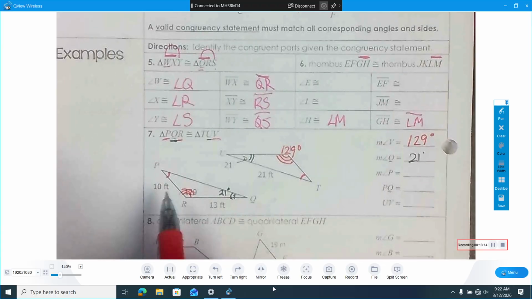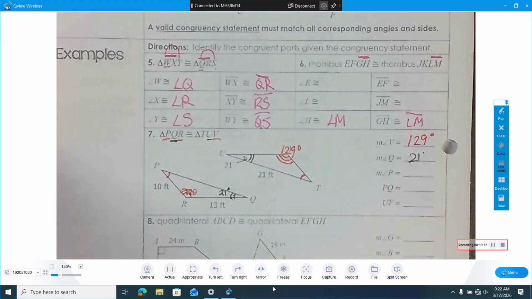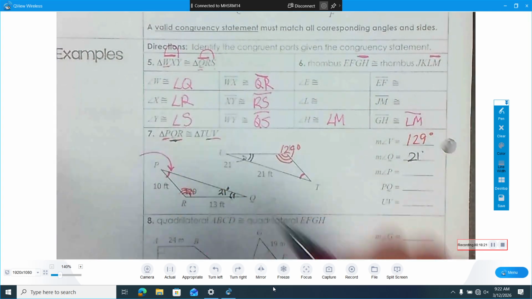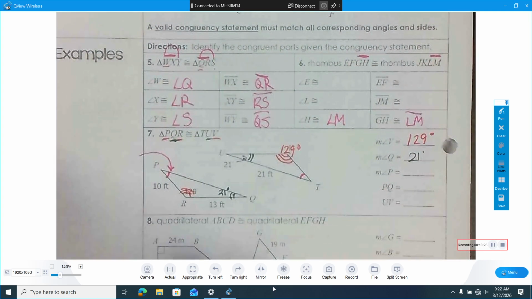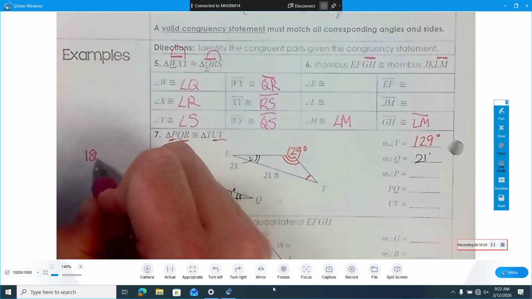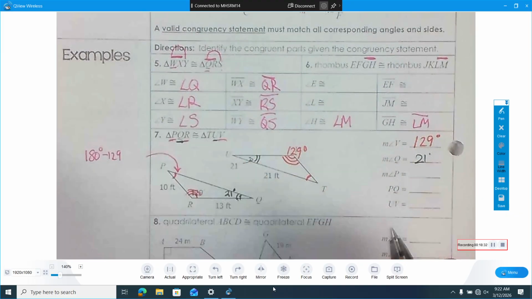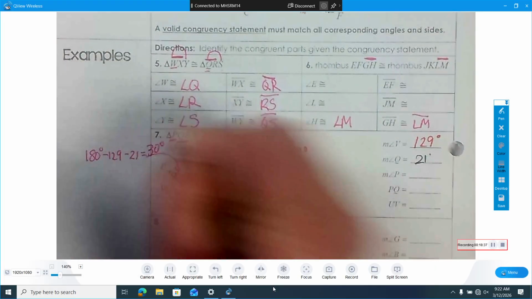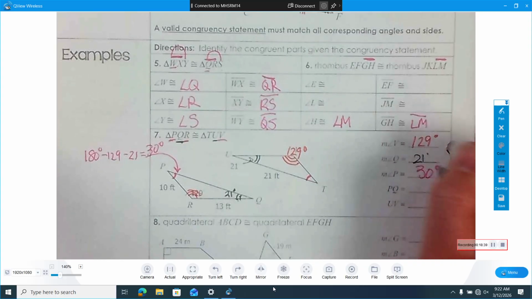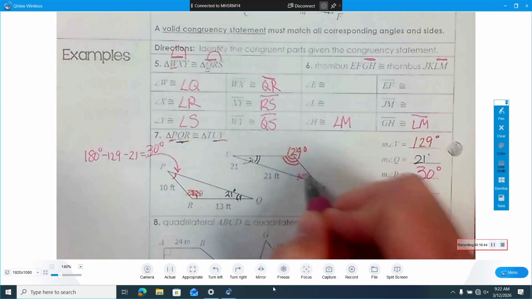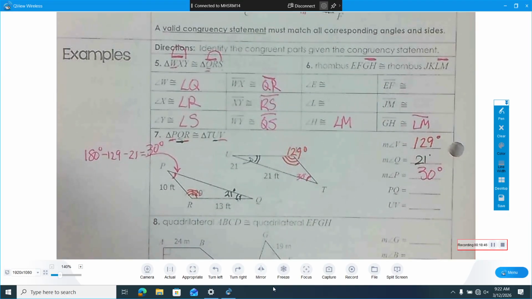Ladies and gentlemen, can we figure out angle P? How do we figure out angle P? Subtract from 180, yeah. We know that a triangle has 180 degrees. We're going to subtract 21 and subtract 129. So minus 129 minus 21, and what do we get? 30? All right, 30 degrees for angle P. What's angle T? Also 30, very good. Okay, now side lengths here.